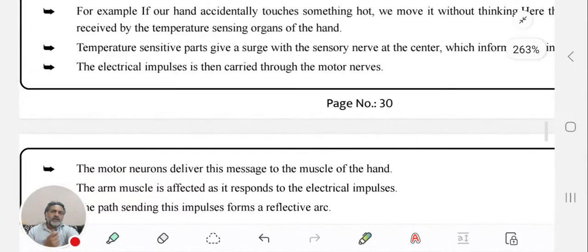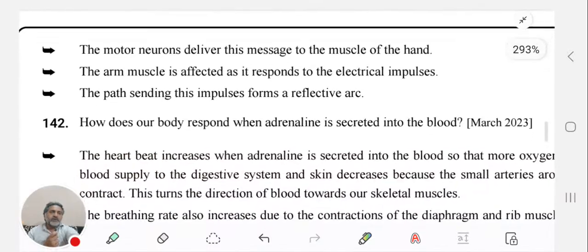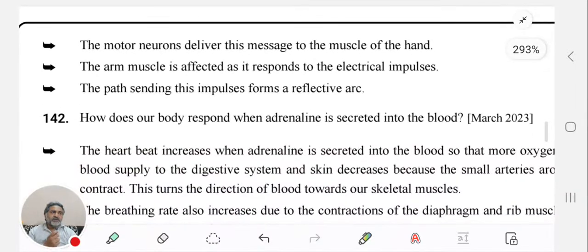The temperature sensitive part sends a signal through the sensory nerve to the center, which informs the spinal cord. The electrical impulse is then carried through the motor nerve. The motor nerve delivers this message to the muscles of the hand. The arm muscles are affected as they respond to the electrical impulses. The path carrying these impulses forms a reflex arc.